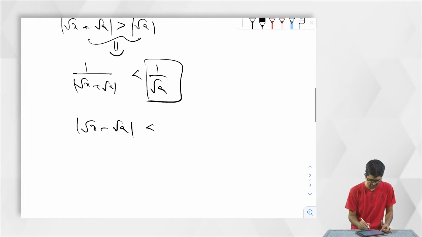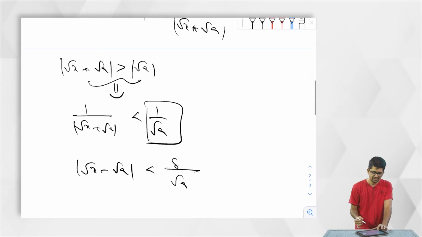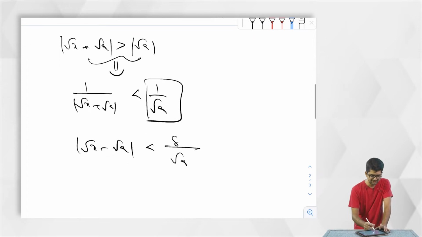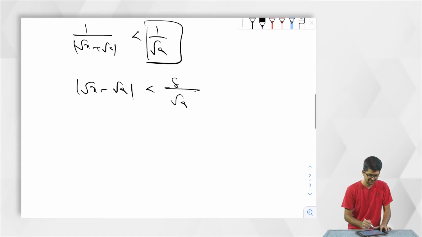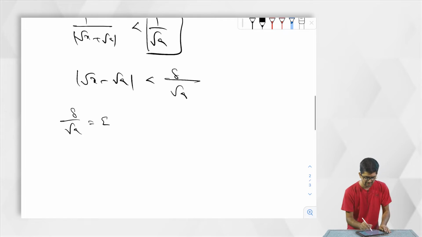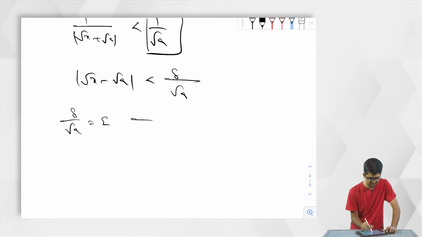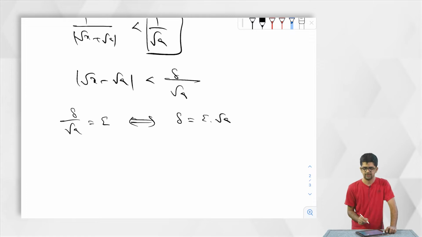Is less than delta by root A, just that. So now what we want is, see this is fx minus fa, we want this to be less than epsilon. What we have here is delta by root A. Suppose delta by root A is just epsilon, then we can just replace this by epsilon. So this is the same as saying delta is equal to epsilon times root A.